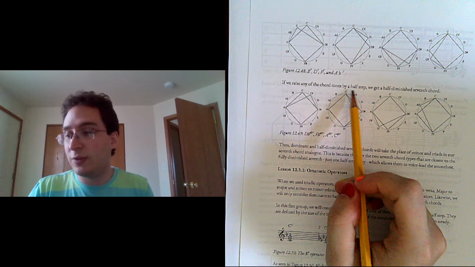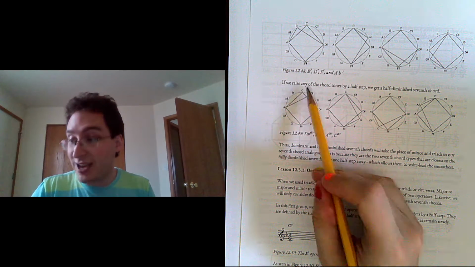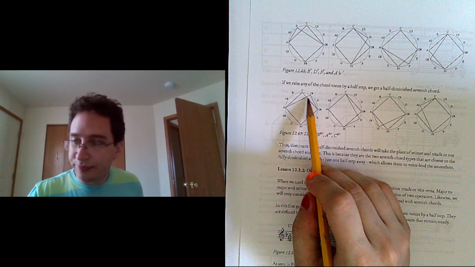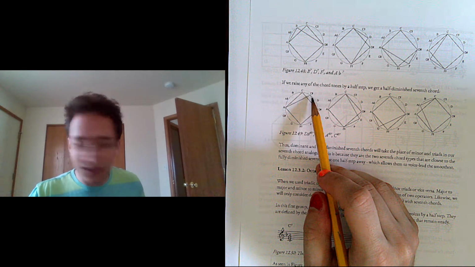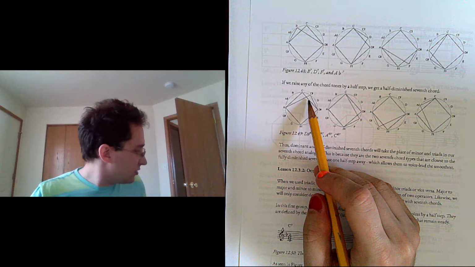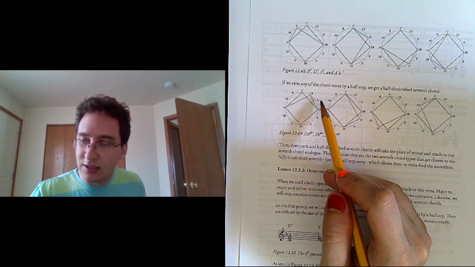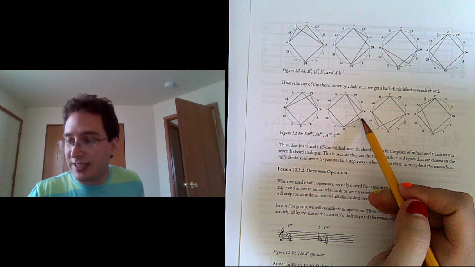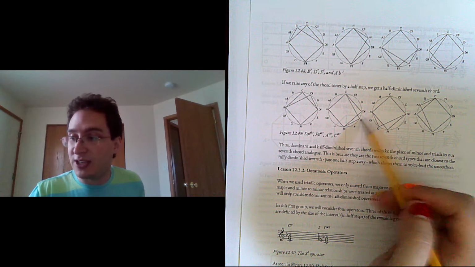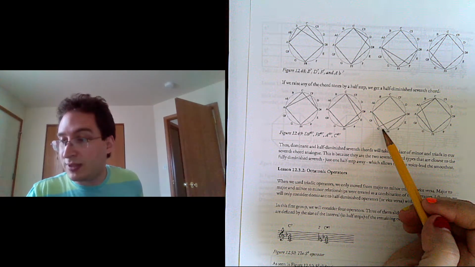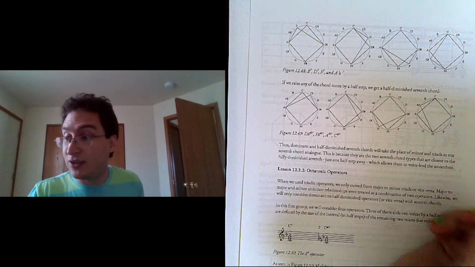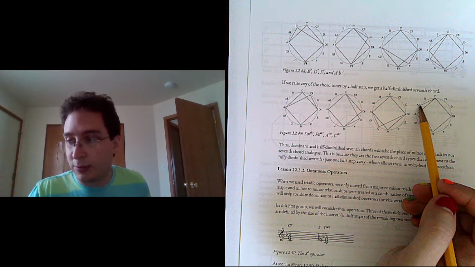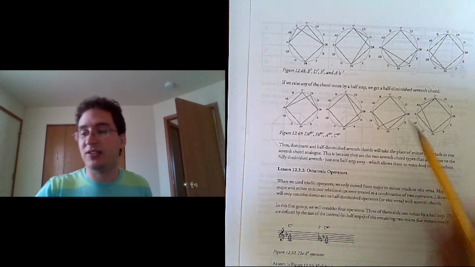Likewise, if we raise any of the chord tones by a half step, we get a half diminished seventh chord. So if we take our C up to C sharp, you get an E flat half diminished 7, or D sharp. If you raise your D sharp to E, you get an F sharp half diminished 7. If you raise your F sharp to G, you get an A half diminished 7. And if you raise your A to A sharp or B flat, you get a C half diminished 7.